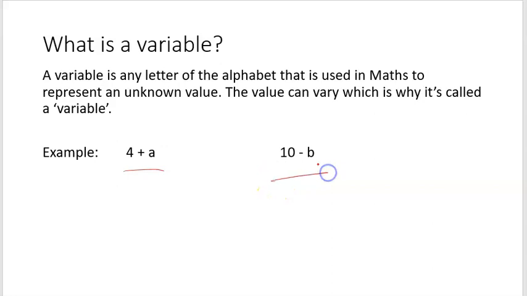The same with the second example. We've got 10 subtract B. B is the variable. It can be any value, and we don't know what it is. So 10 subtract B.